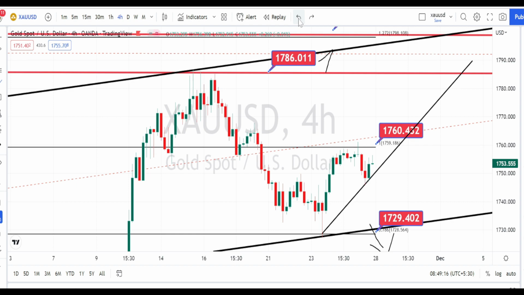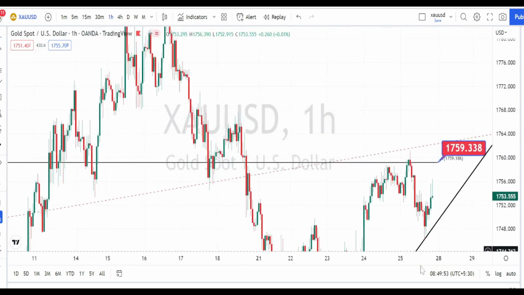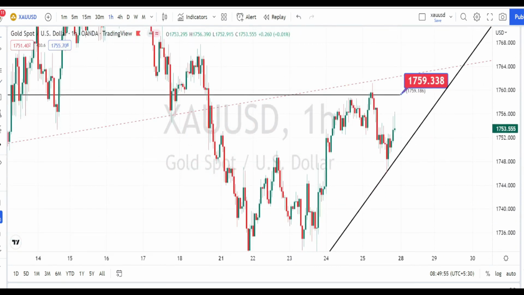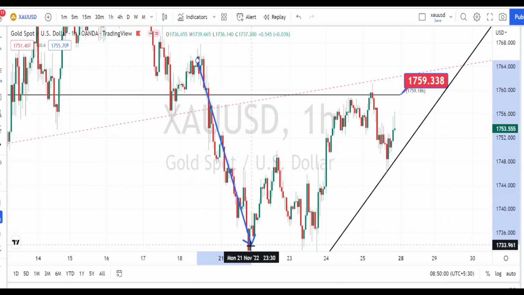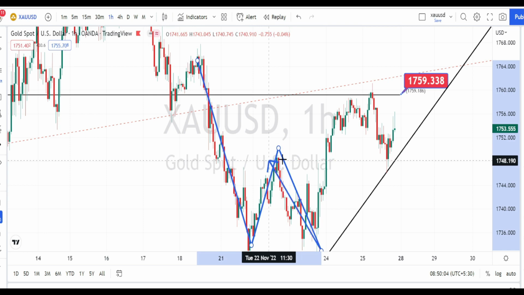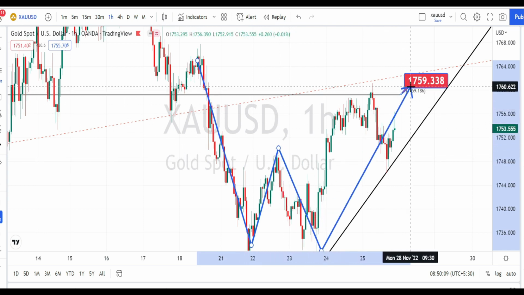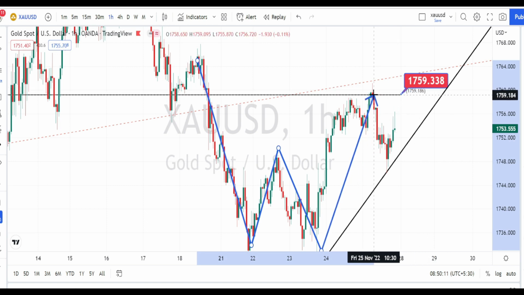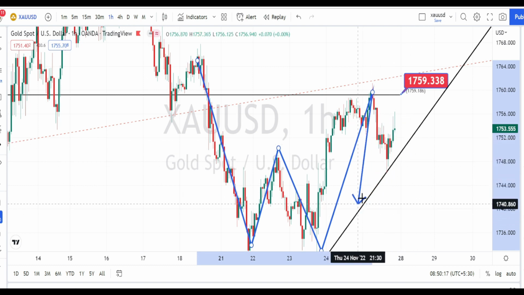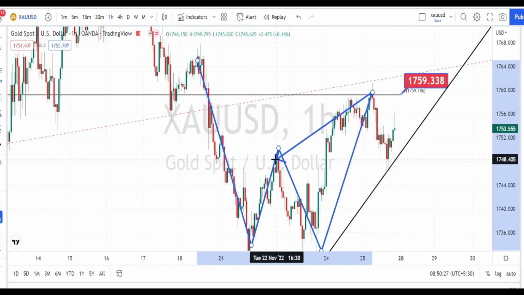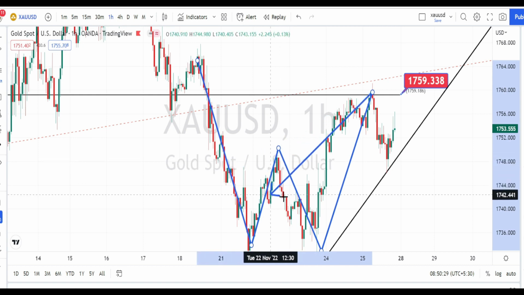Let us look at the price action in hourly time frame. I am in hourly time frame now. When we look at the price action in hourly time frame, we have noticed the price action to form a double bottom pattern, and it has also broken this neckline of the double bottom pattern and tested this resistance level of 1759, and currently it has bounced back from this resistance level and has taken support on the 4 hours time frame trend line or the support line, which is also the neck level of the double bottom pattern.